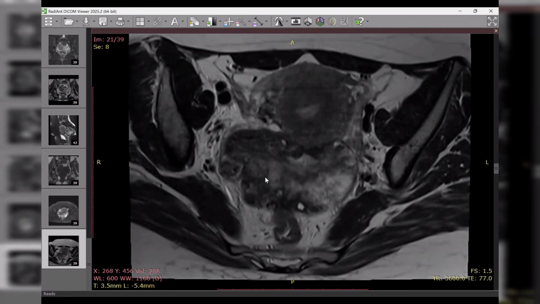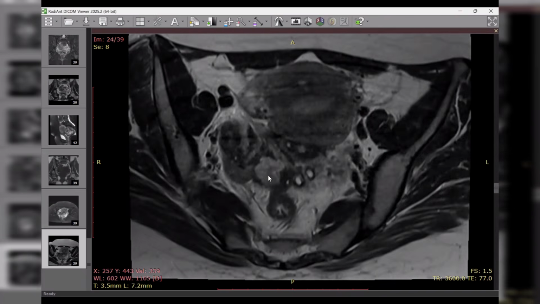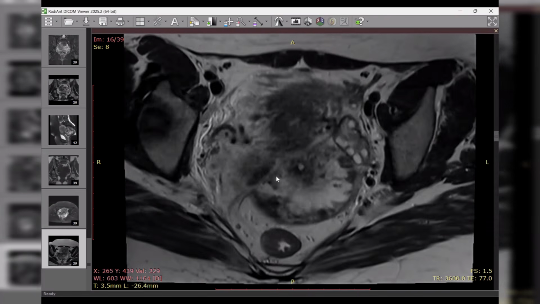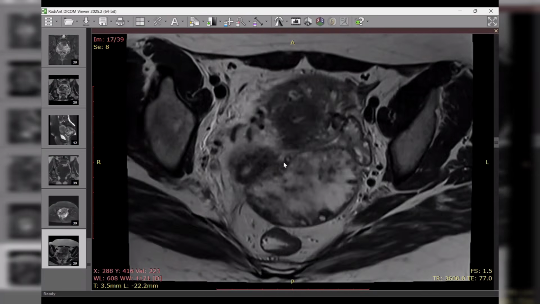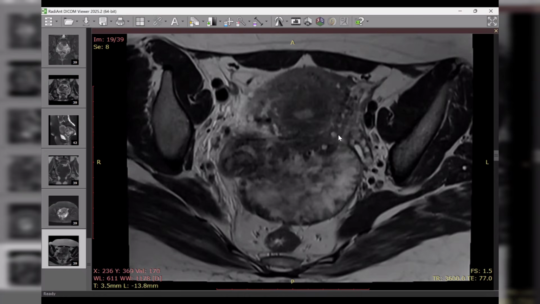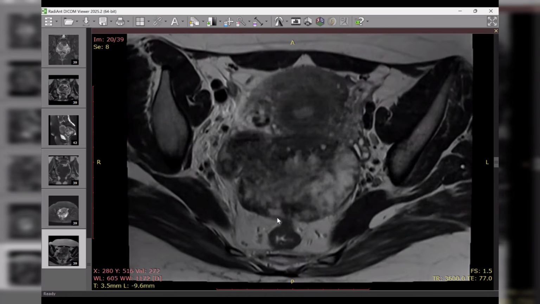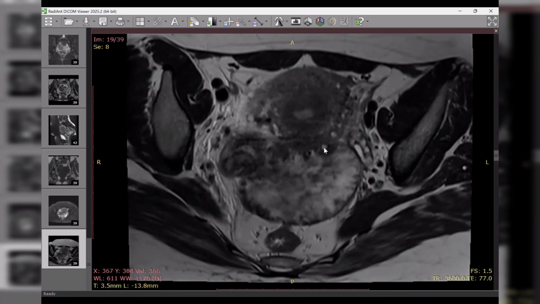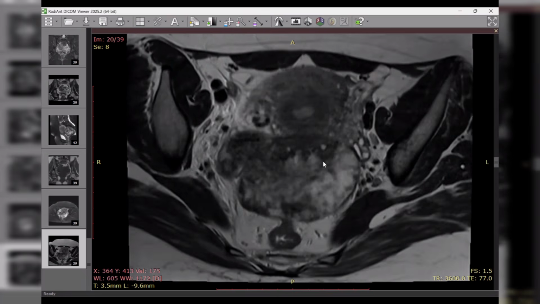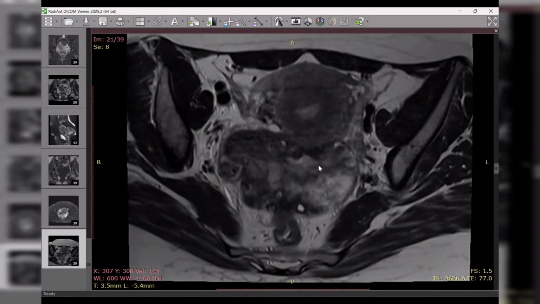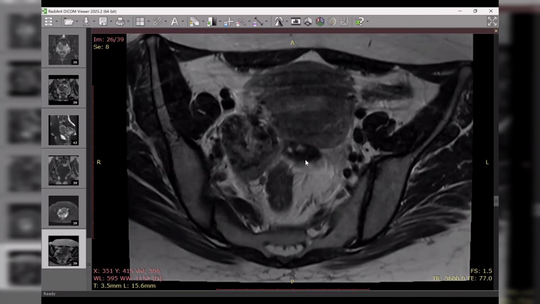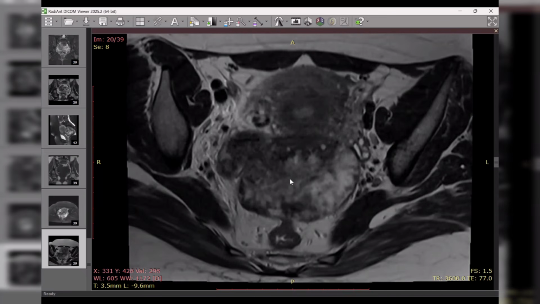Okay, for this one, we have a female patient, as she stated already, presented with acute pelvic pain. We have a hugely enlarged right ovarian tissue with a lot of heterogeneous signal, mainly at the periphery, and small still follicles here. And we can clearly see the left ovary and uterus.